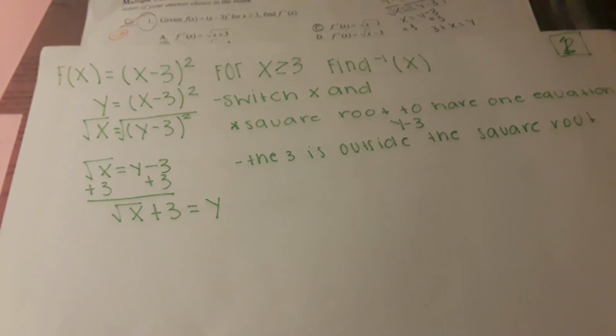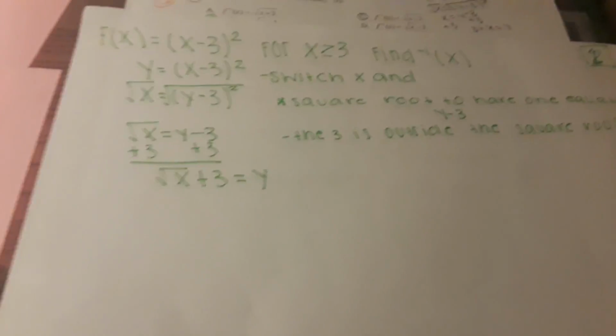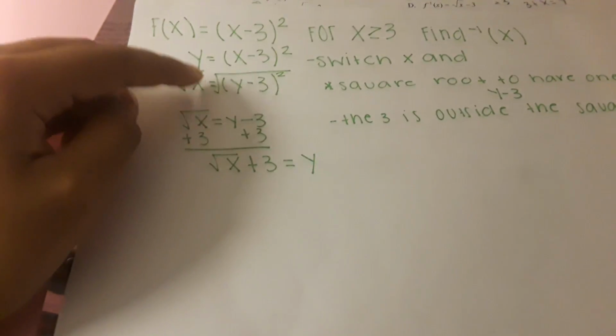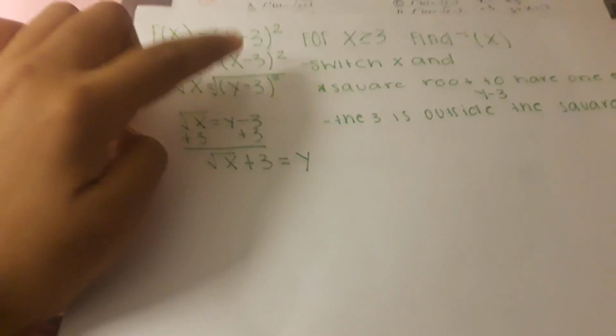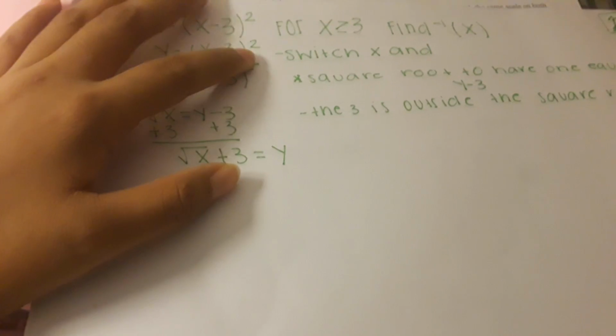The first problem that I got wrong was number 1, and it asked you to find x. So to do this, you have to switch y to x and x to y. And to get rid of the square root, the second power, you have to square root. And what you do on one side, you have to do to the other.